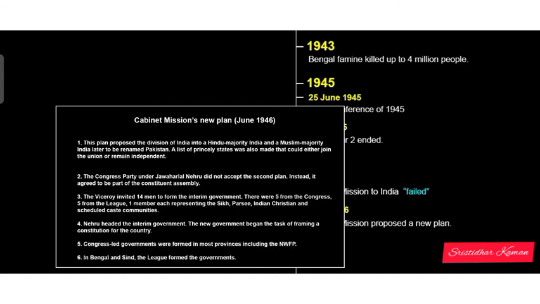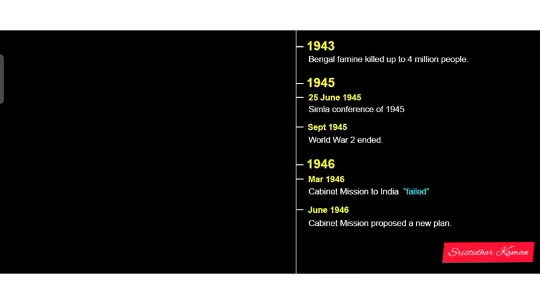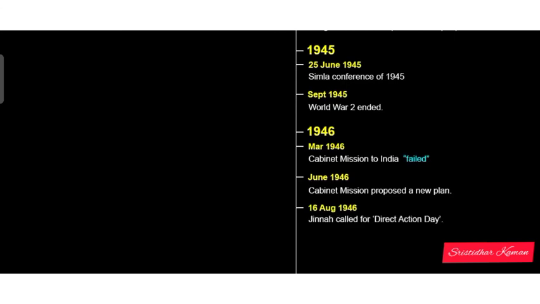Congress-led governments were formed in most provinces, including the Northwestern Frontier Province. In Bengal and Sindh, the League formed the governments. Jinnah and the League objected to the new central government. Jinnah geared to agitate for Pakistan and urged Muslims to demand Pakistan by any means. He called for a Direct Action Day on 16th August 1946.